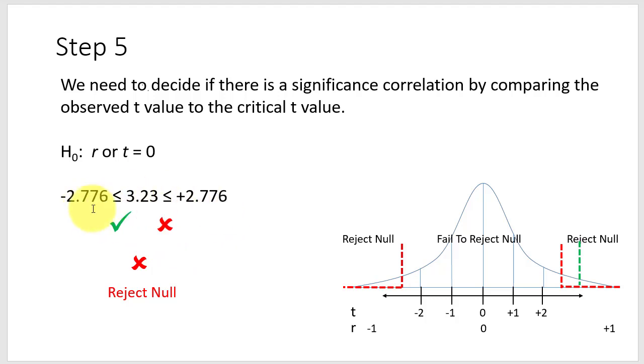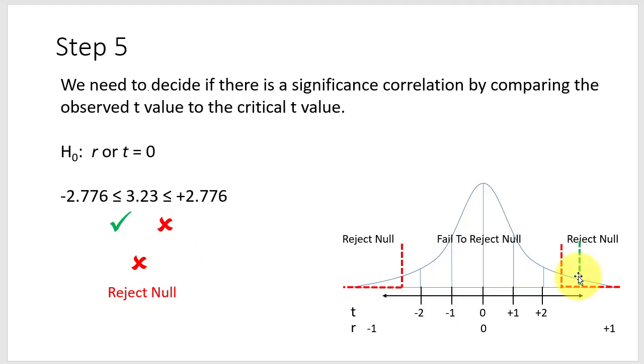So if we go through this, we see that negative 2.776, which is our low cutoff value, is that less than or equal to 3.23? Yes, that's true. So far we know that our observed t-value is greater than our low rejection area. So far it's not significant in the negative. Our next step is to look at the second half of the inequality. Is 3.23 less than or equal to positive 2.776? That is not true. 3.23 is not less than or equal to 2.776, which means that we reject the right side of this null hypothesis equation, which means that we can reject the null hypothesis.